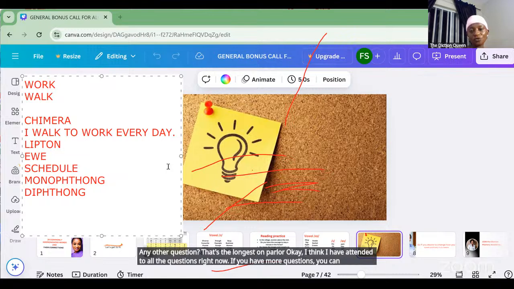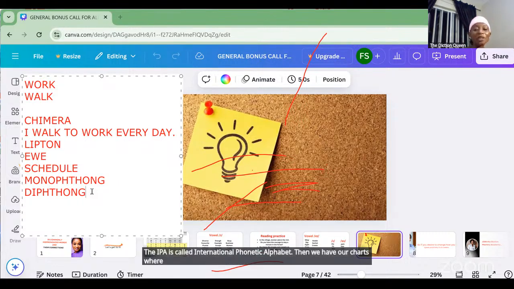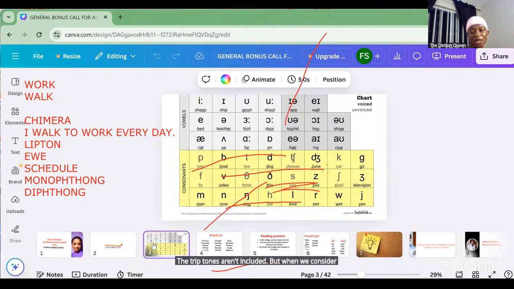I heard we have triphthongs as part of the IPA. Is it a new one? And is it still part of British IPA? Okay, the triphthongs aren't a part of the IPA chart. The IPA is called International Phonetic Alphabet. Then we have a chart where we have all the IPA. Now, on the IPA chart, which is what I showed you at the beginning of the class, the triphthongs aren't included. But when we consider all the sounds in English, yes, we have the triphthongs.